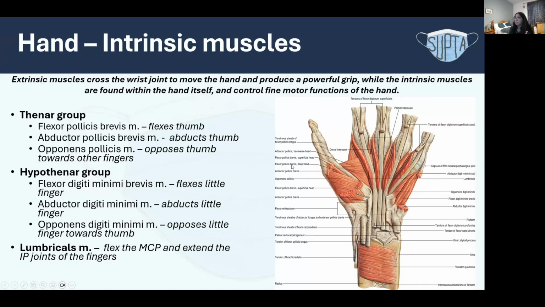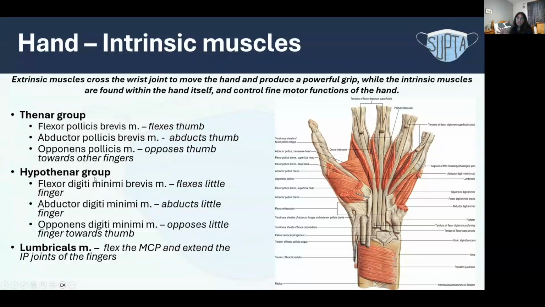Flexor pollicis brevis flexes the thumb. Abductor pollicis brevis abducts the thumb. Opponens pollicis opposes the thumb towards other fingers. As I mentioned, very straightforward, all of it is in the name. And in case you don't know, opposition is basically this movement where you can move the thumb towards each of the fingers like that. So that's your opposition.